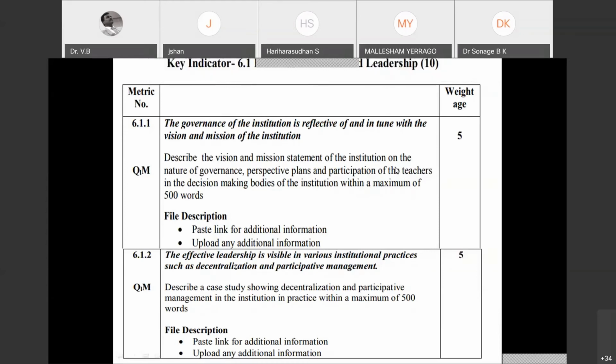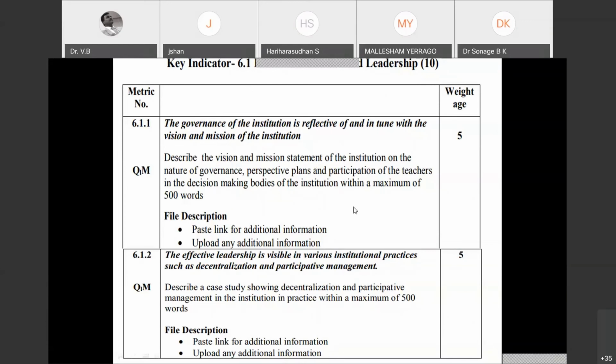So as far as Criterion 6 and 7 are concerned, most of the metrics are qualitative. The first question is about the governance of the institution, whether it is reflective of and included with the vision and mission of the statement. Here you need to give a descriptive answer and also give a link which will take us to the vision mission of the institution in our website.